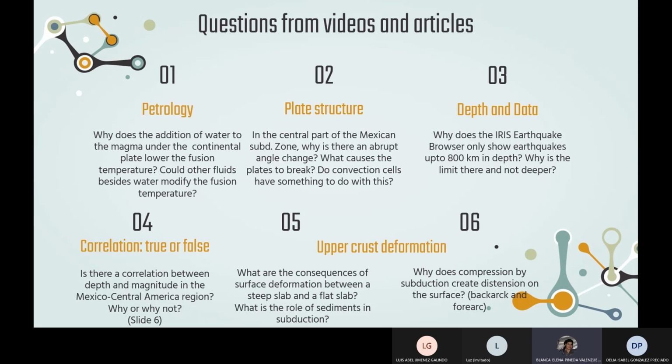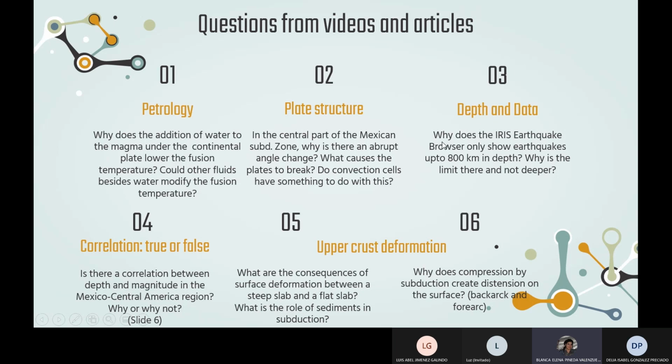As questions that came up during our activities, we have the following. First, in petrology, why does the addition of water to the magma under the continental plate lower the fusion temperature? Could other fluids besides water modify the fusion temperature? Regarding plate structure, in the central part of the Mexican subduction zone, why is there an abrupt angle change? What causes the plates to break? Do convection cells have something to do with this?